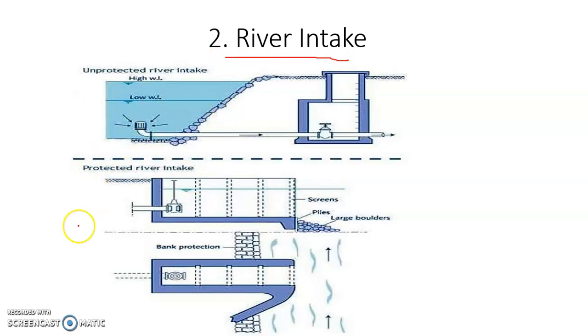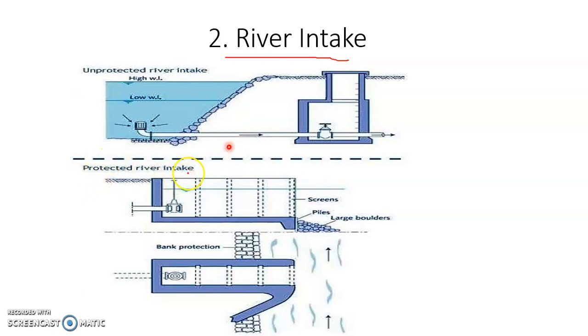Then similarly, we have a river intake. What is a river intake? If the water is being withdrawn from some river, then that structure is called a river intake. These river intakes may be protected or unprotected. What is the difference between protected and unprotected?